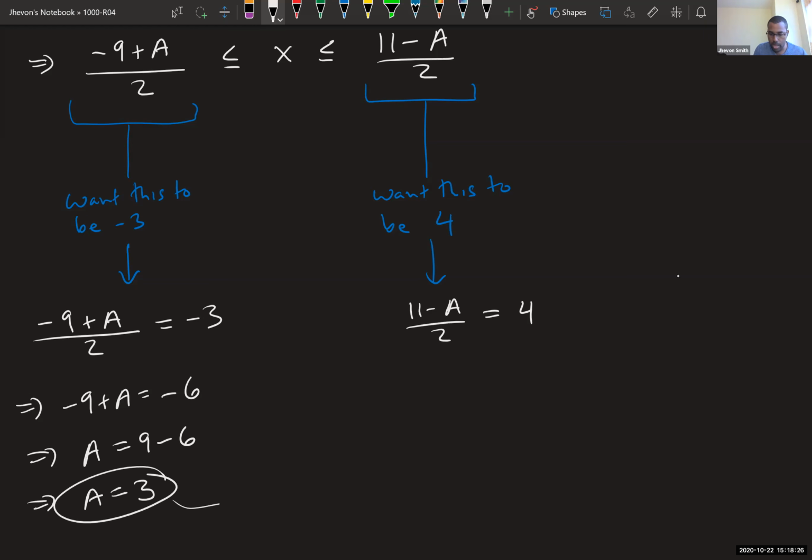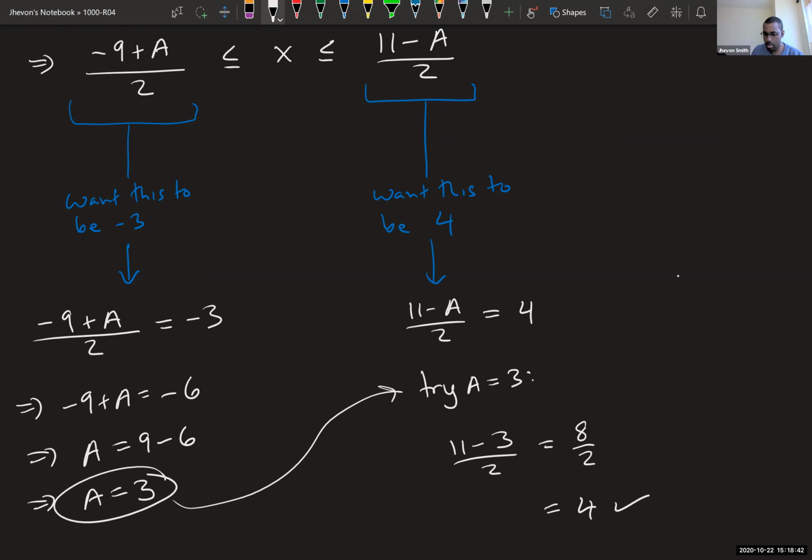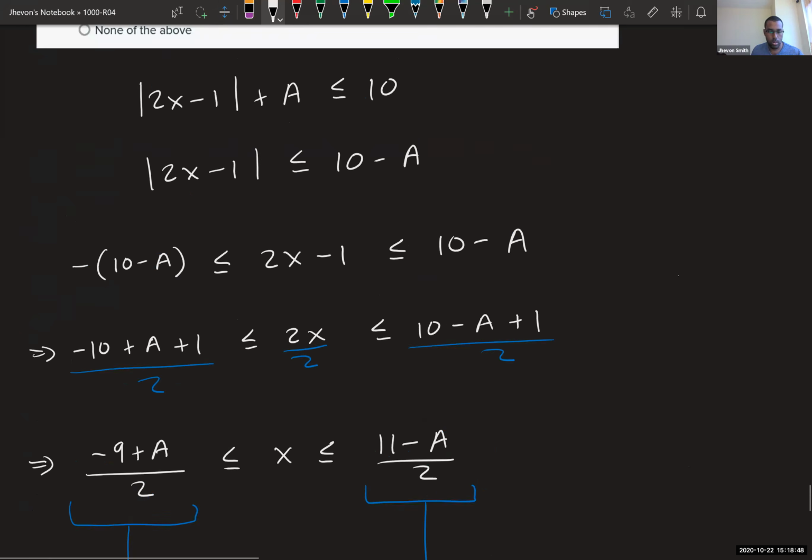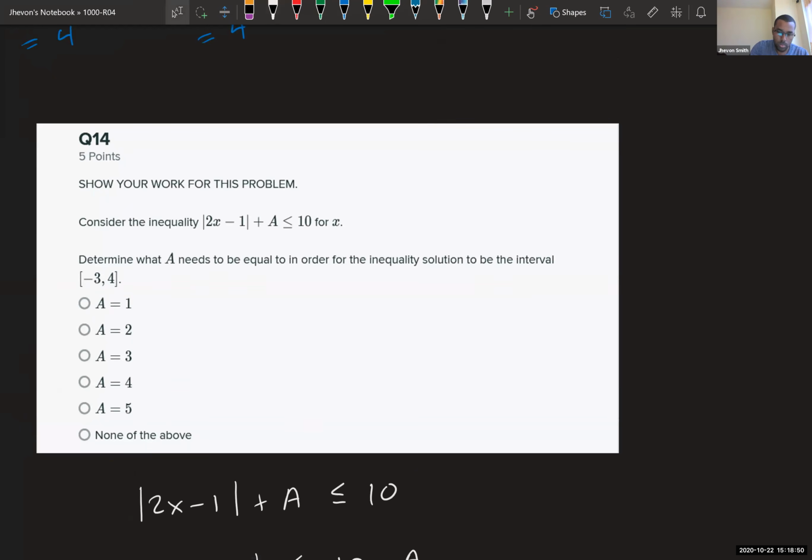I'll try it here. So this is 11 minus 3 all over 2. Well, that's going to be 8 all over 2. That gives you 4. So that checks out. A equals 3. So this is what A has to be. A has to be 3.